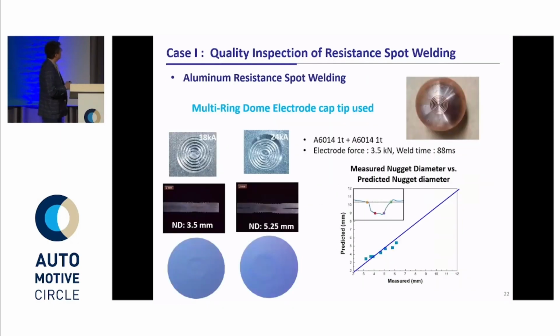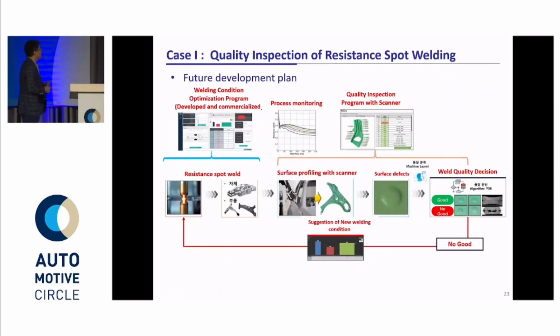We have started to develop this technology for aluminum resistance spot welding. We applied the multi-ring dome electrode, which shows a variety of ring traces. But our developed system shows very good correlation between the measured and predicted values. So we will probably be able to apply this technique here.